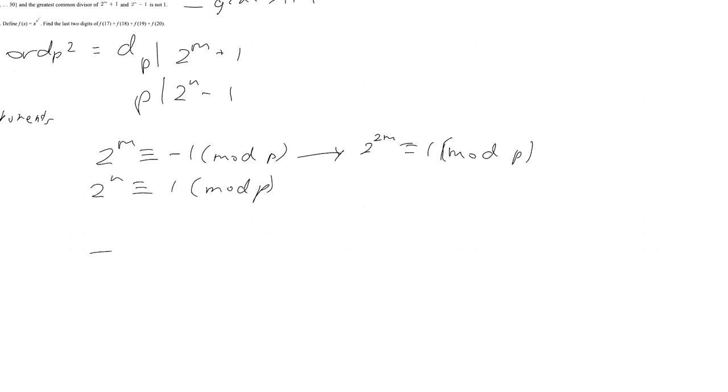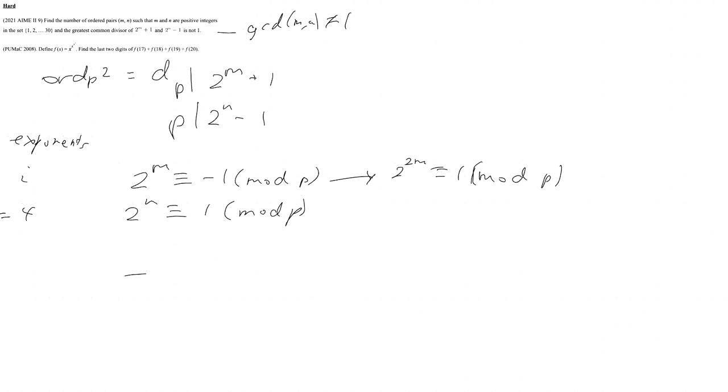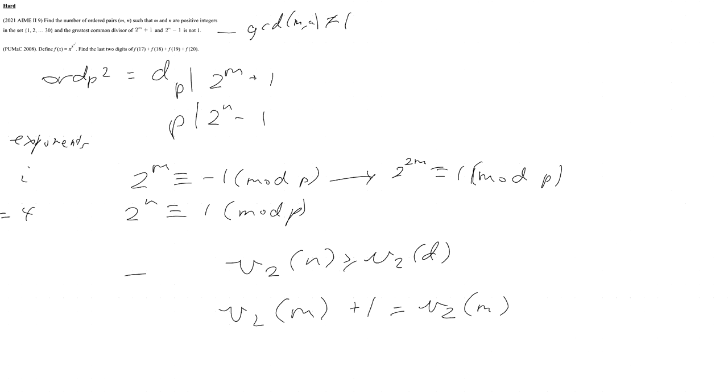Here, because d is the order, we know that v2 of n is greater than or equal to v2 of d, since n is a multiple of d. And similarly, v2 of m plus 1 equals v2 of d, because 2 to the m is negative 1, but 2 to the 2m is 1. That means d is a factor of 2m, but d is not a factor of m. So then we get these expressions.